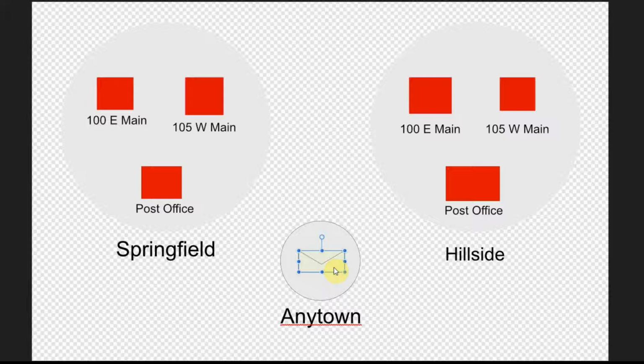Now, if you were here at Anytown and you wanted to send this letter to 100 East Main without knowing the town, you would have no idea whether it could go to this or to this. So if you send it out, the post office would say, we don't have a town, and send it right back. But if you give it a town, like Hillside, 100 East Main, it'll go right to the right spot. If you were in Hillside and you lived at 100 East Main and you wanted to send the letter to Springfield 100 East Main, you would send it first to this post office. It would probably go to another post office somewhere, then back to the post office in Springfield, and then it would be delivered.